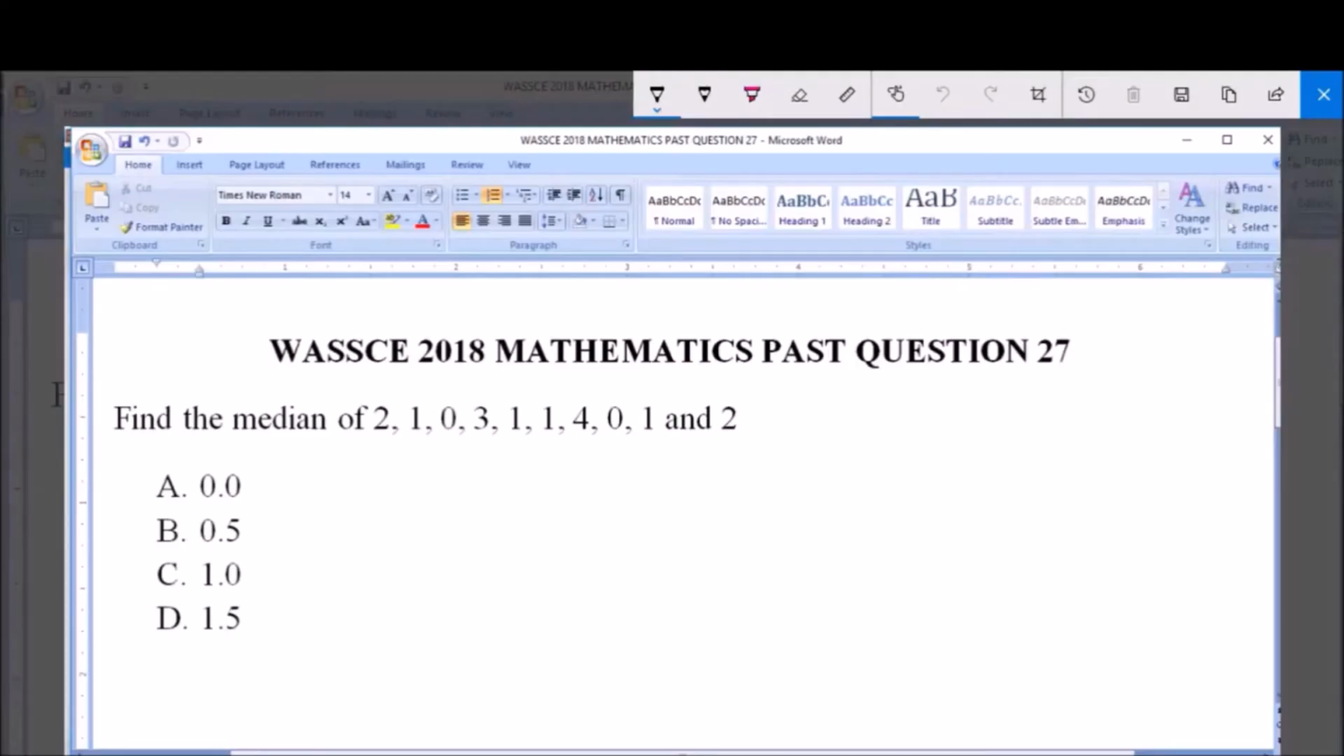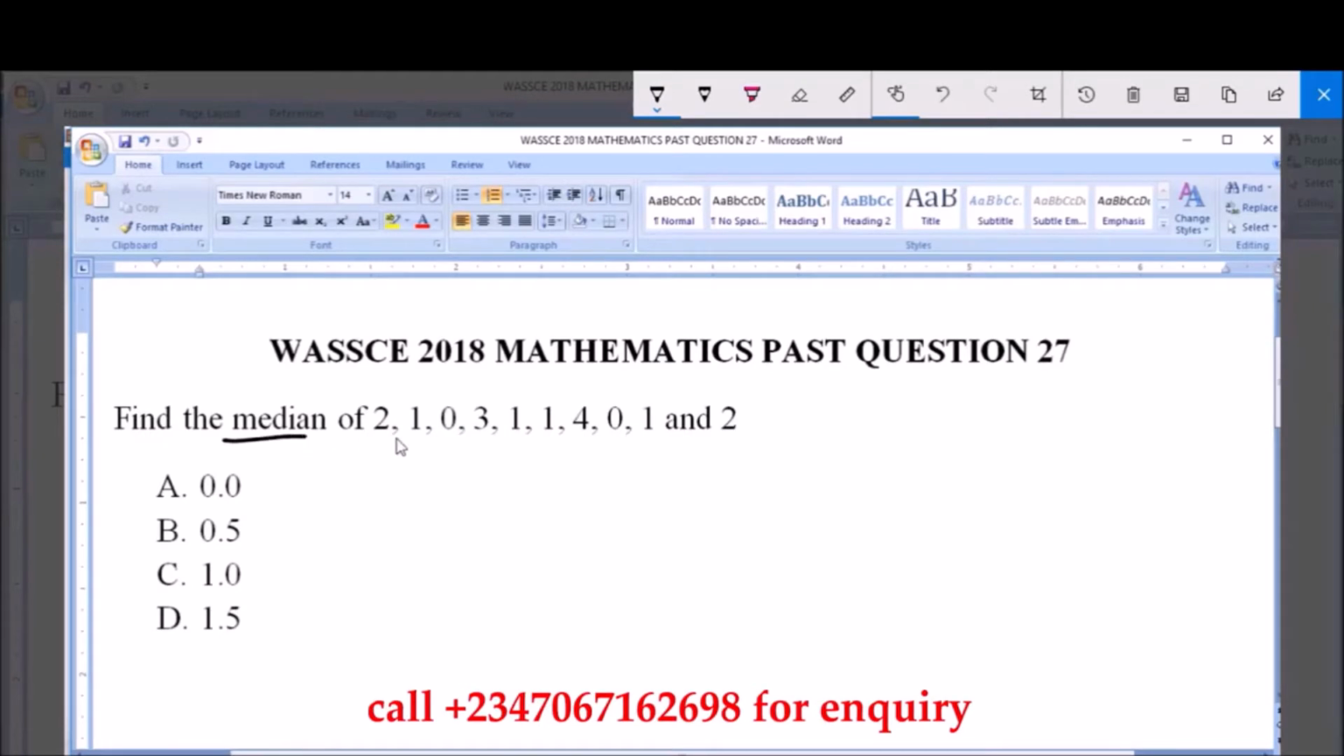Good day and welcome. I'll be answering WASSCE 2018 Mathematics Past Question 27. Find the median of 2, 1, 0, 3, 1, 1, 4, 0, 1 and 2. A 0.0, B 0.5, C 1.0 and D 1.5. Now we have to find the median of this following set of data, and like we know, median simply means the middle. That is the median.